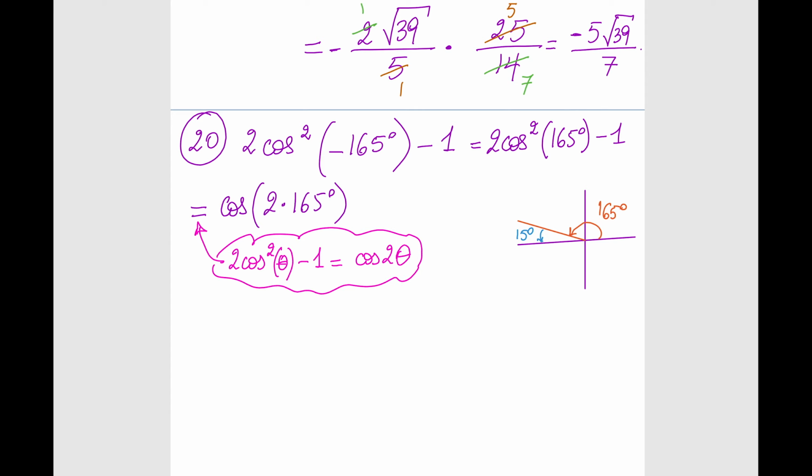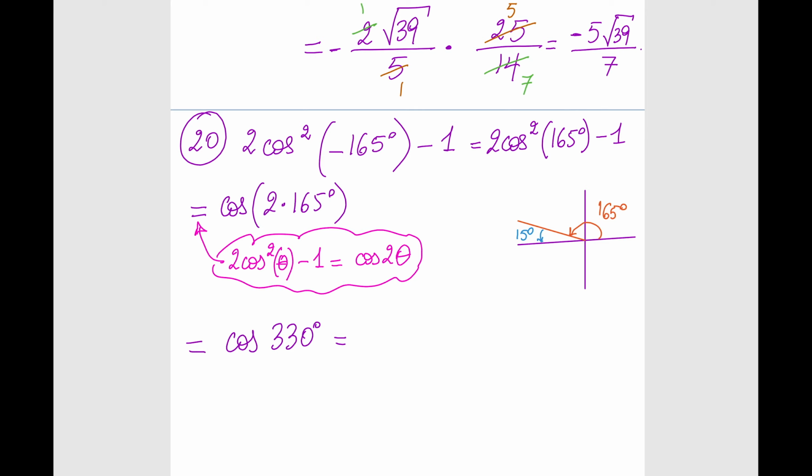Okay, and then this is the same as cosine of, what's 165 degrees times 2? This is 330 degrees. And as such, what's the remarkable angle? It should be twice, sorry, what's the reference angle? It should be twice the old reference angle, which is 15. So twice 15 is going to be 30 degrees.